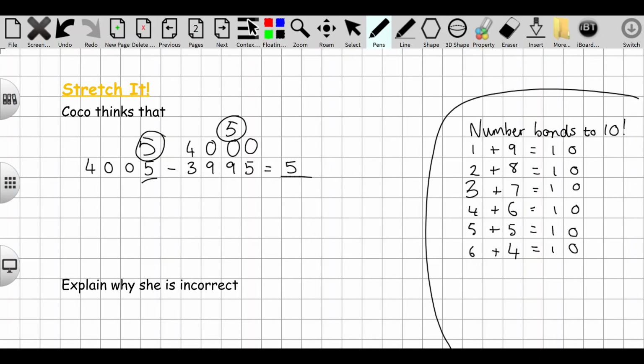And you know 5 plus 5 equals 10. Okay? If you wanted to work this out on a number line, that's also okay. But you need to explain the mistake Coco has made. Don't just say, well, I know the answer is 10. That's fine, but you haven't told me her mistake. Okay? You have to be clear with what Coco has done wrong.